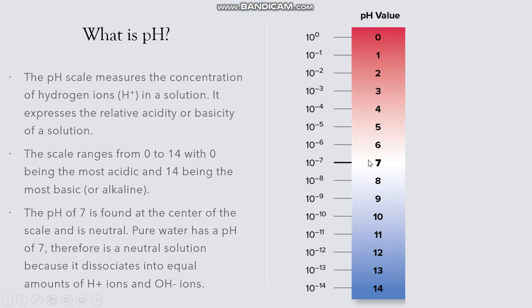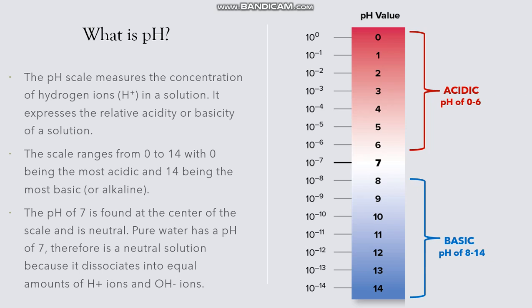The pH scale pretty much measures the concentration of hydrogen ions in a solution. It pretty much tells you how acidic or basic that solution is. It'll range from 0 to 14, with 0 being the most acidic and 14 being the most basic. In the middle, 7 is found in the center of the scale and is neutral.